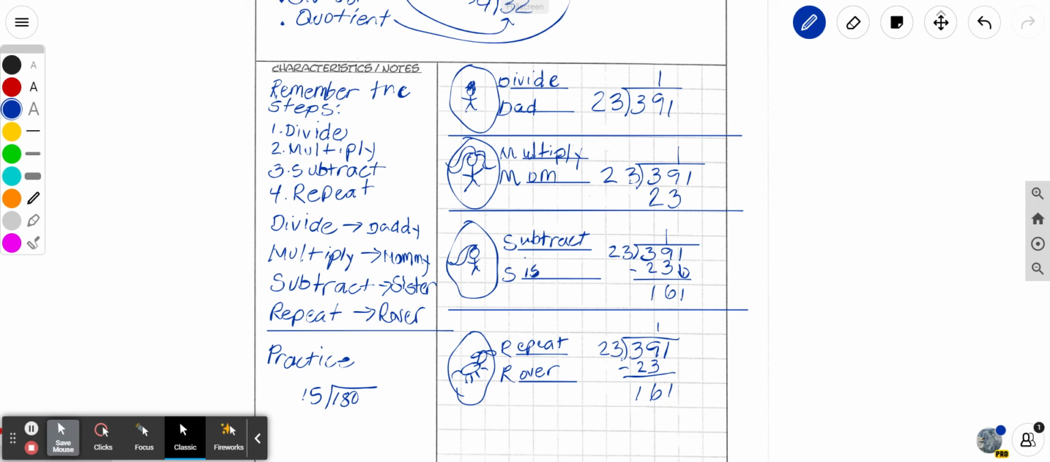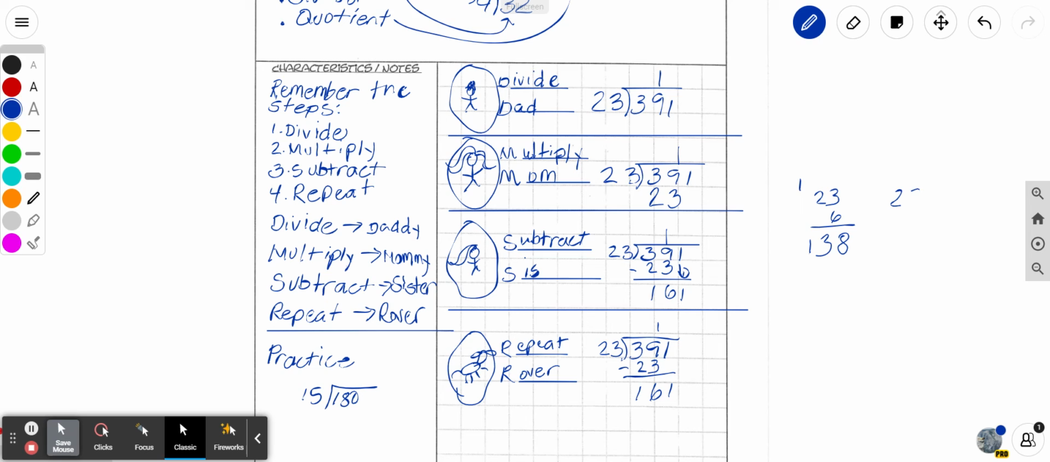So 23 is really close to 25, and I know that there would be 4 25s in 100, and then maybe there's 2 more in 61. So I'm going to do a guess and check over here and say 23 times 6. 6 times 3 is 18. 6 times 2 is 12, plus 1 is 13. So that's 138. I might be able to get another one.